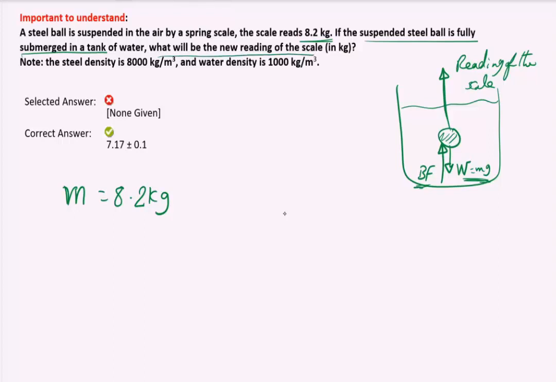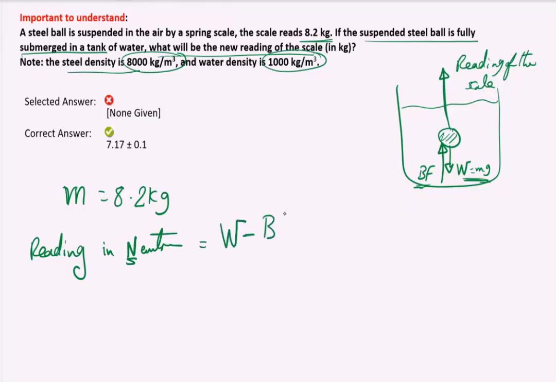What will be the new reading of the scale? But take here, he asks for the new reading in kilogram. So he doesn't need it as Newton. You need to divide the reading after you find it in Newton over 9.8, over g, because he needs it as kilogram here. So the water density is 1000 and the steel density is 8000. So I will say the reading in Newton is the real weight minus the buoyant force.